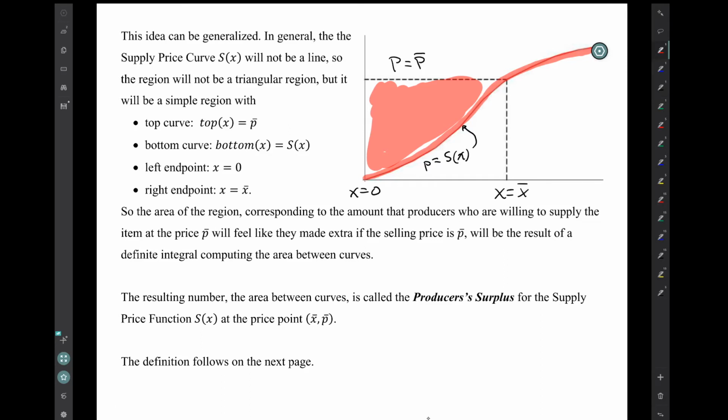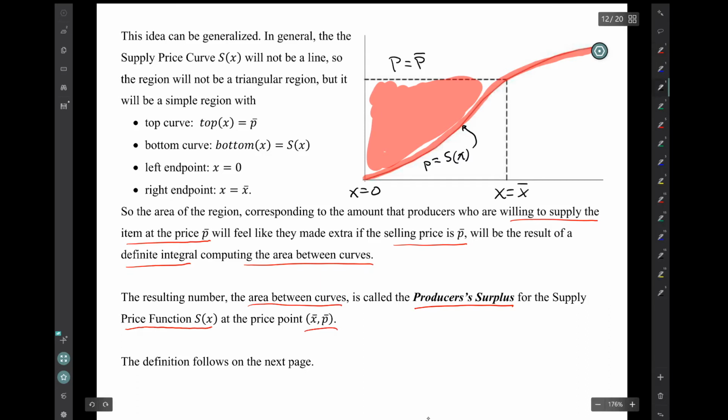So the area of that region, which corresponds to the amount of extra money that the producers who are willing to supply the item at this price of P bar will feel like they made if they are able to sell at this higher price of P bar, will be the result of a definite integral computing the area between curves. That resulting number, the area between those curves, is called the producer's surplus for the supply price function S of x at that price point x bar, P bar. So this is the producer's surplus, PS.